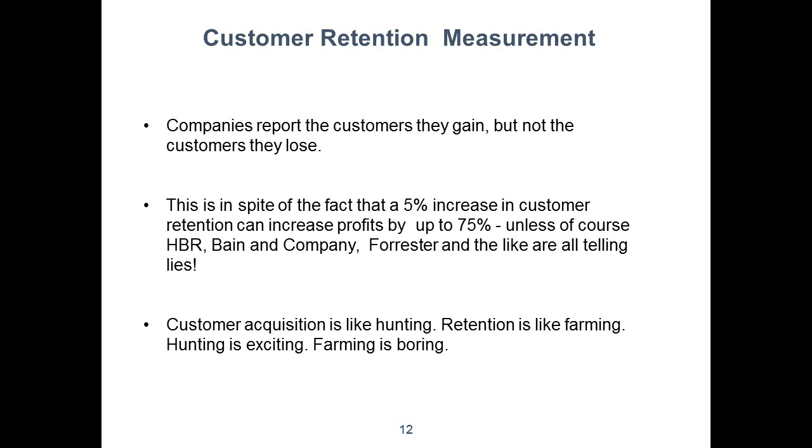And the final bullet point: customer acquisition is like hunting, retention is like farming. Hunting is exciting, farming is boring. And I can only assume that this is one of the reasons why marketers tend not to report the customers they lose as well as the customers they gain.